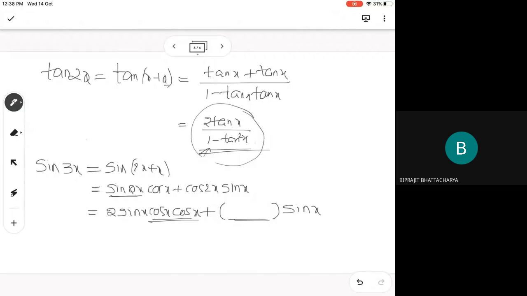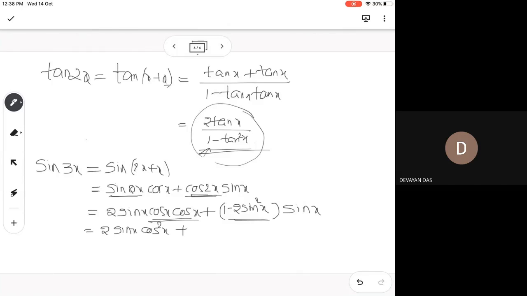So here cos 2x also has to be taken in the form of sin only. So cos 2x can be written as 1 minus 2 sin square x. And cos 2x has 3 formulas: 1 minus 2 sin square x, 2 cos square x minus 1, and 1 minus tan square x by 1 plus tan square x. So all these you have to try to remember in any way, either you can mug up or whatever you do.